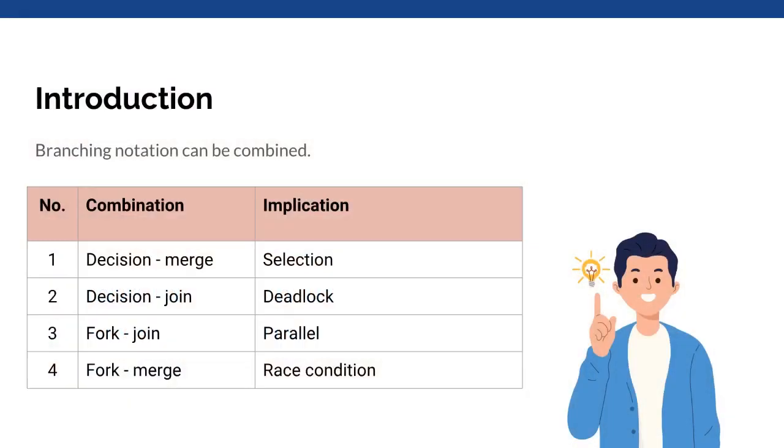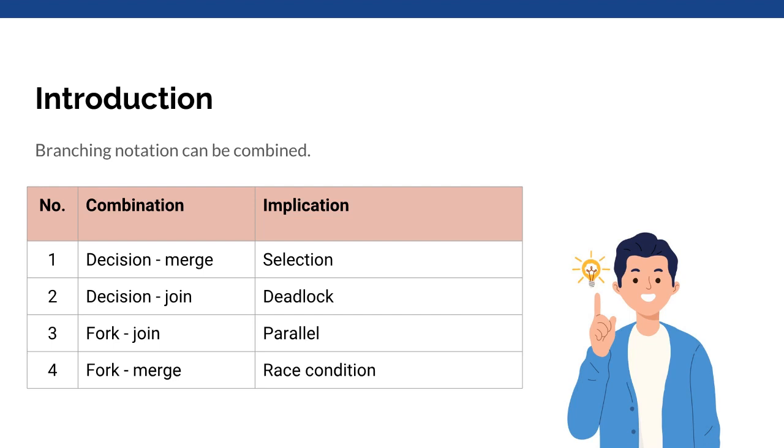We have seen that there are 4 branching notations in UML activity diagrams, namely, decision, fork, merge, and join. With these 4 notations, we can define 4 branching combinations, along with their implications, as shown in the following table. The first combination is decision merge. This combination represents a selection, which will run without any problem.